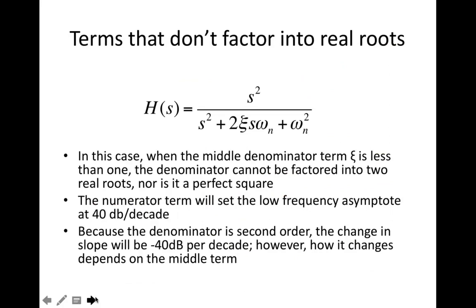Okay, so there are, as you know, some terms that don't factor into real roots. This is an example. In this case, the crossover or breakpoint will be at omega n. It's just that we don't have a perfect square in the denominator. So this behaves like a second order pole. The difference is the transition from the initial phase to the final phase is sharper.